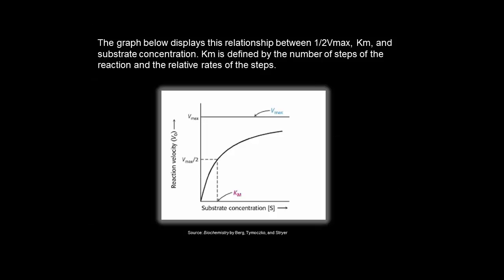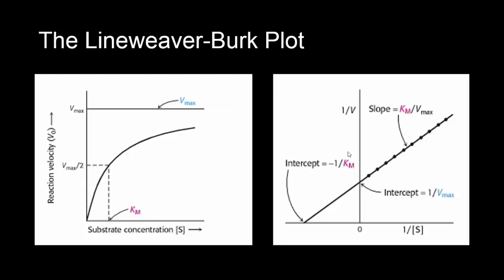This can be observed in the graph below, and Km is defined by the number of steps of the reaction and the relative rates of the steps. Now we're going to actually talk about the Lineweaver-Burke plot. The Lineweaver-Burke equation creates a double reciprocal plot that allows us, as students, to more easily visualize enzyme kinetics.